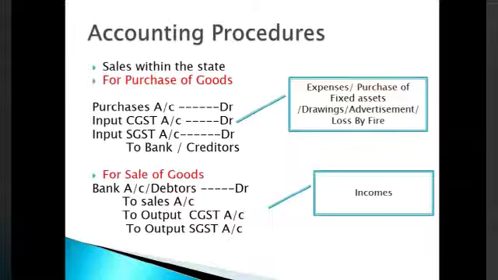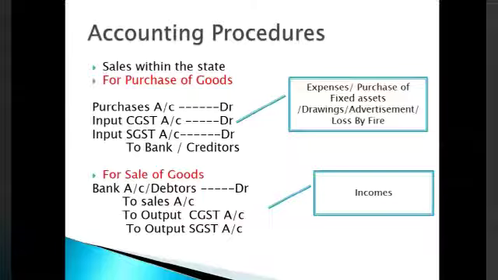So if you are paying money, it will be to bank, or if it's on credit, you have to write down the creditor's name or the party's name. In the same way, you can also replace purchases by any expenses or any fixed assets, drawing, advertisement, and loss by fire, if at all there is a mention of that.